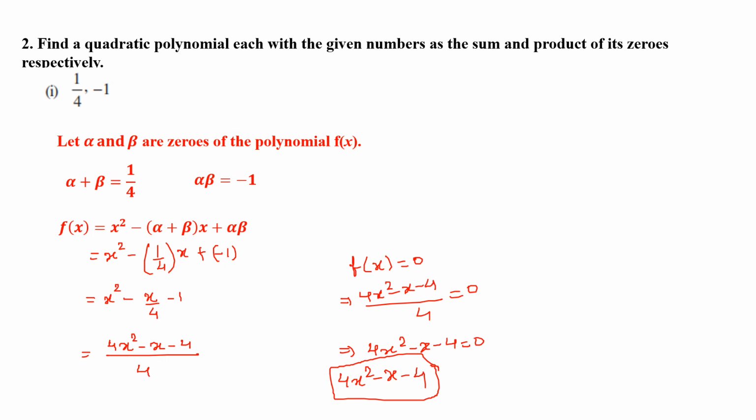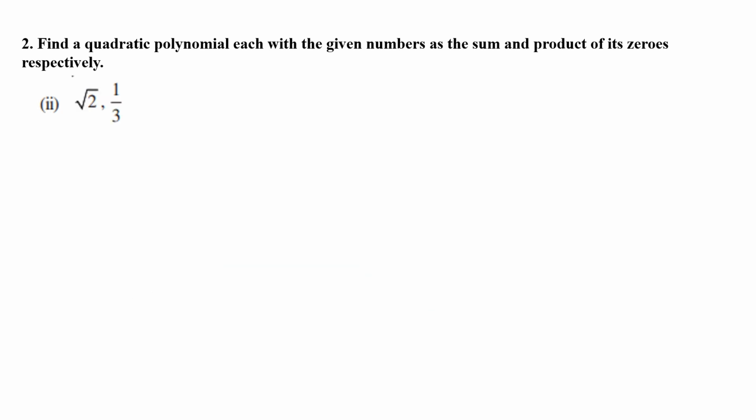Now next part of this question. Now here sum of the zeros are given as root 2 and product of the zeros are given as 1 by 3. So again I'm assuming alpha and beta are the zeros of the polynomial. So alpha plus beta is root 2 and alpha into beta is 1 by 3. Now I have to form the quadratic polynomial.